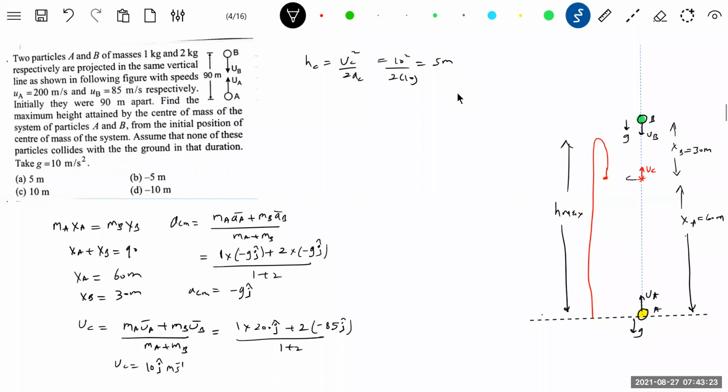When the center of mass is at maximum height, look at the initial velocity of center of mass. Positive or negative? Positive, no. So with the initial velocity it will ascend. Karthik, where are you looking, sleeping? Look at 10j. 10j is vertically up, no. So it will ascend, then it will descend.